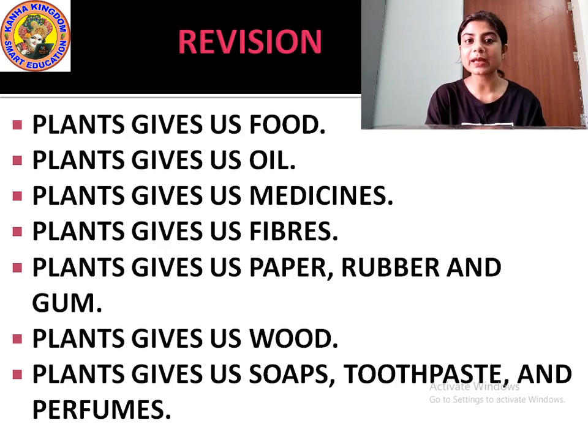The perfumes that we spray on our body are made from the flowers of the plants, flowers that smell very good like roses and jasmine. And some oil and juices of some plants are used to make soap and toothpaste. The soap that we use while bathing and the toothpaste that we use while brushing our teeth are all obtained from plants. Understood? So now let us move towards the exercises of the chapter.